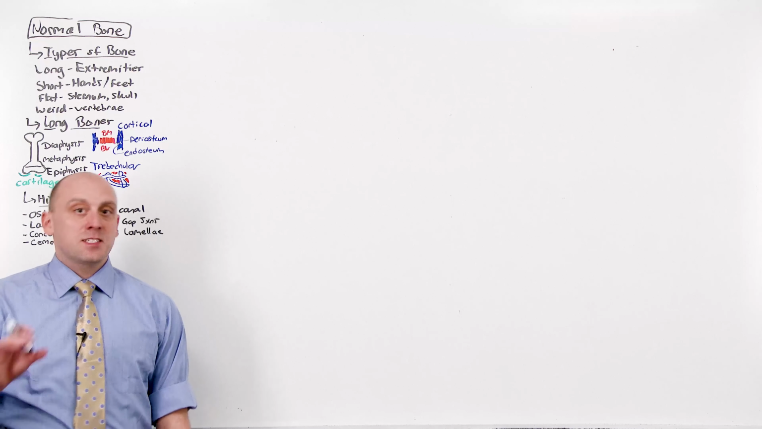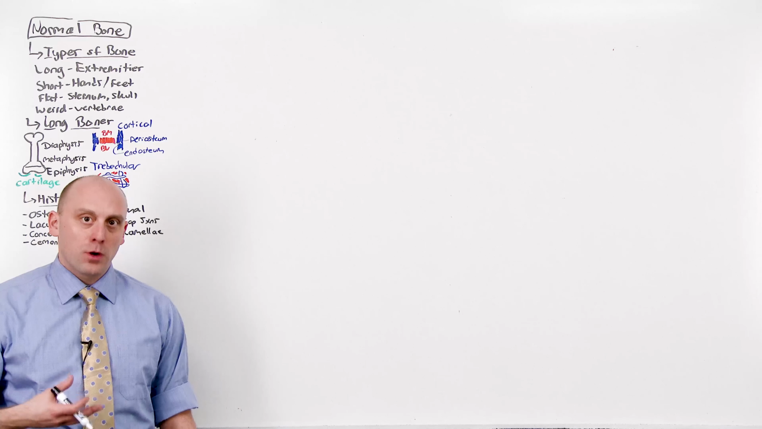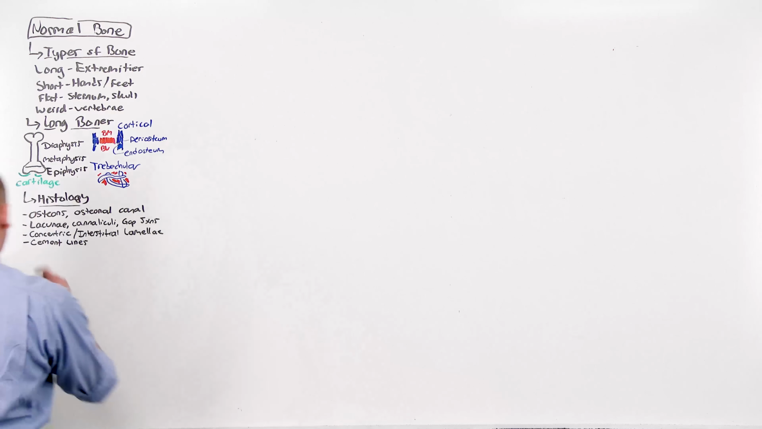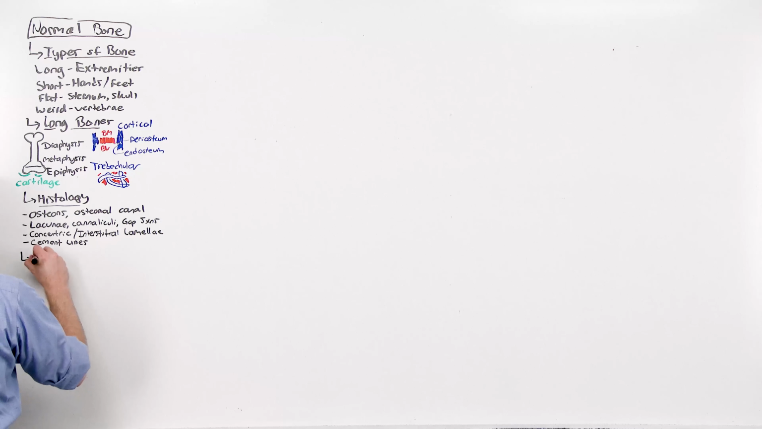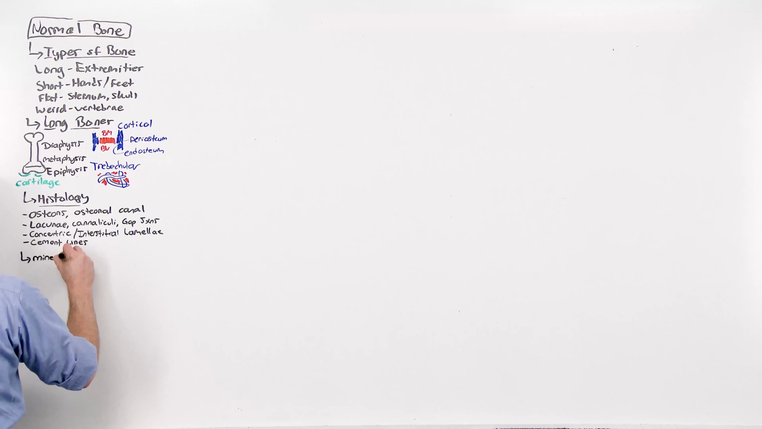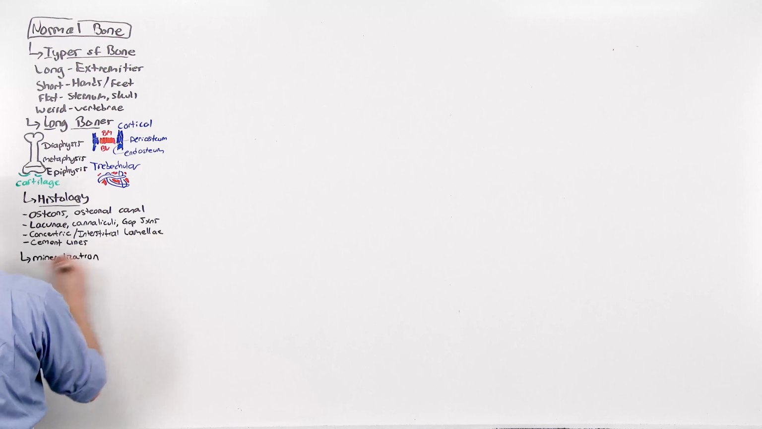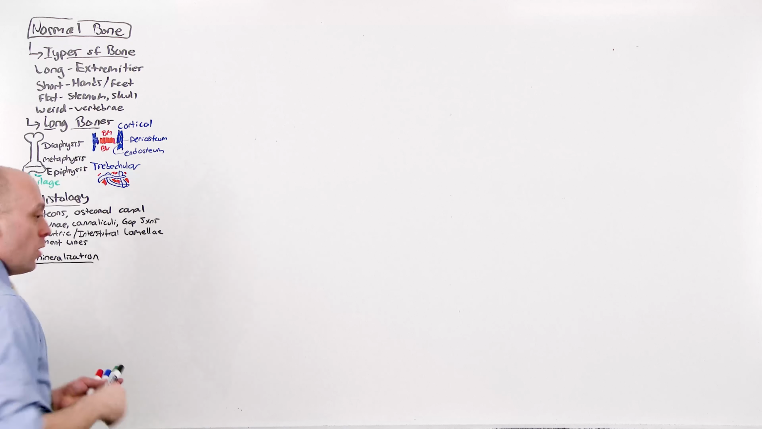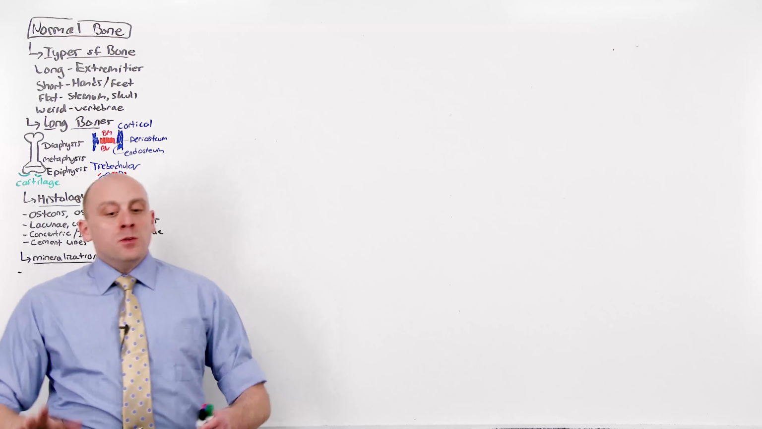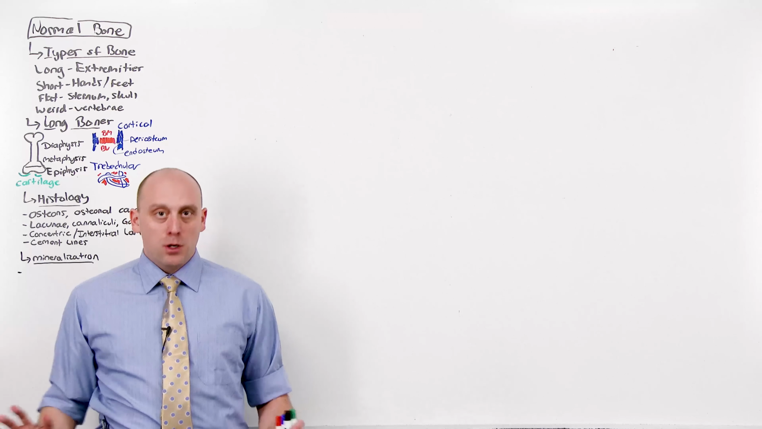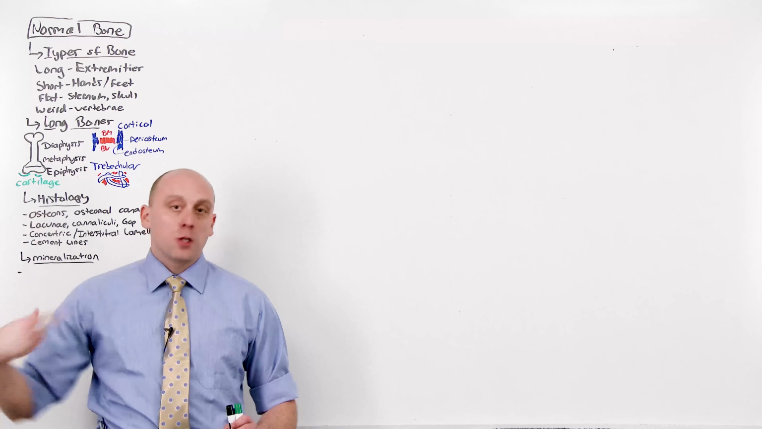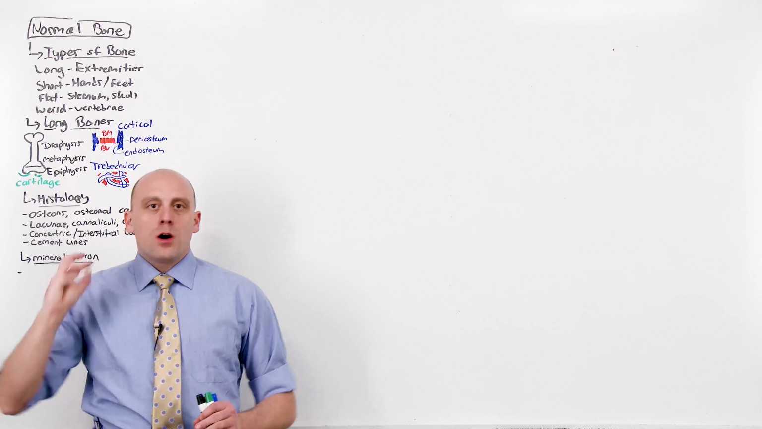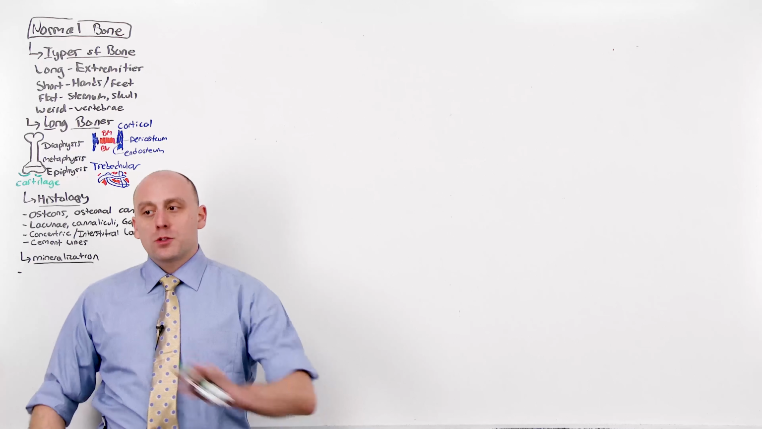All right, and the last bit of normal bone we have to cover is mineralization. We're going to begin with healthy adult bone. We'll talk about the development of bone and the growth of bone in the next lesson. Osteoclasts clear bone, osteoblasts build bone.